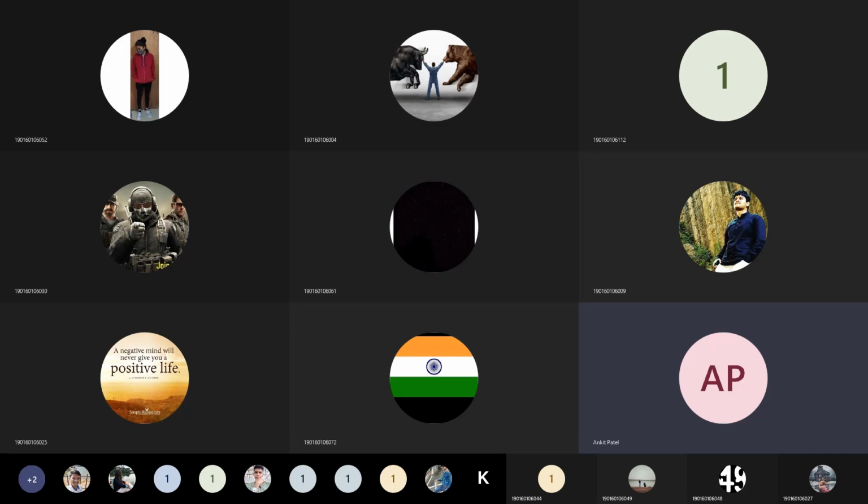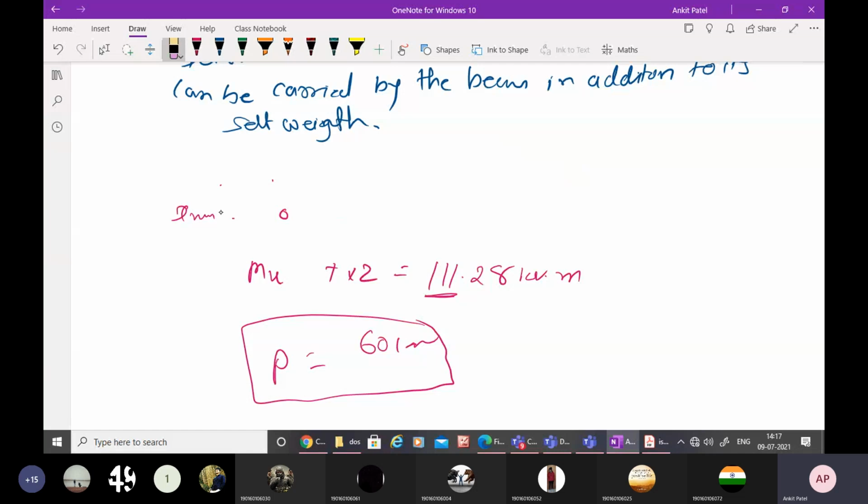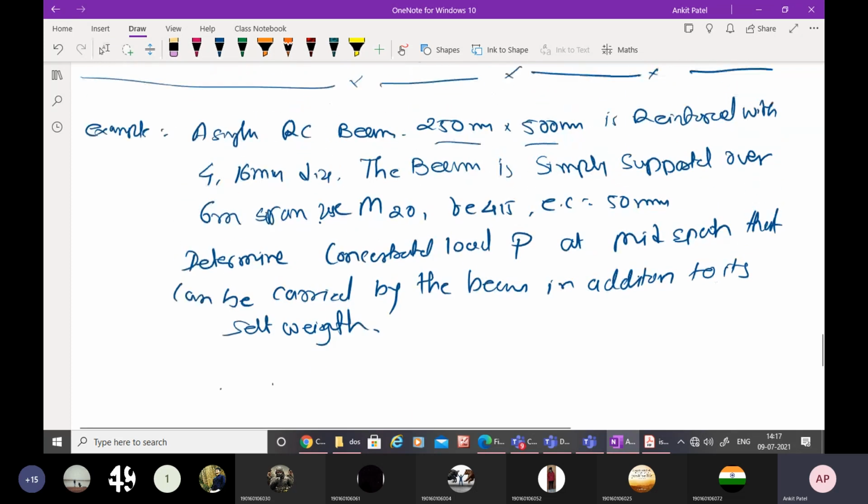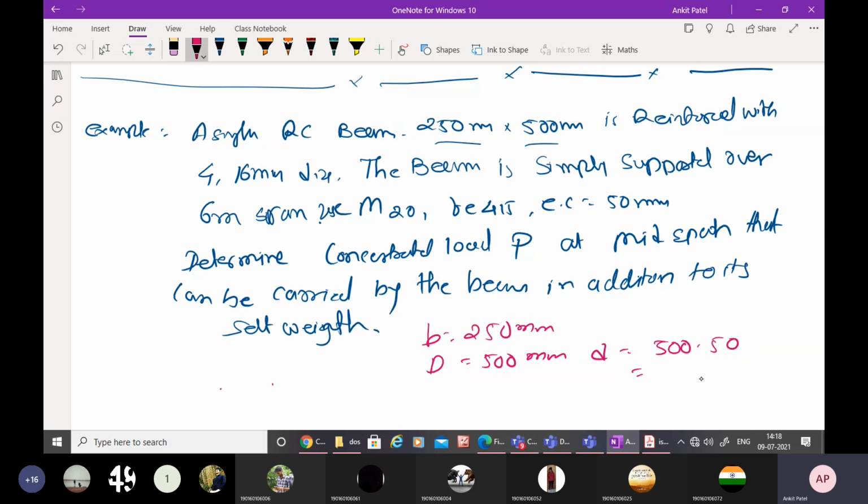Have the solution of one of your classmates. Now, what is our question? First of all, we have the dimensions: B is equal to 250 mm and D is equal to 500 mm. This is in mm, this is also in mm. So small d we can determine with the help of 500 minus 50. That's why our answer is 450 mm.